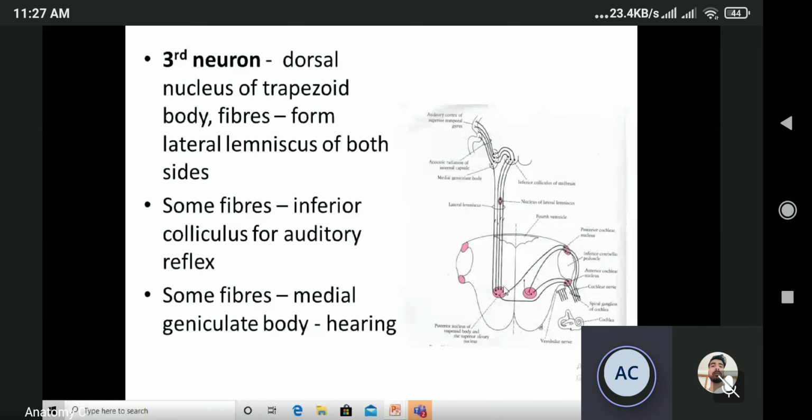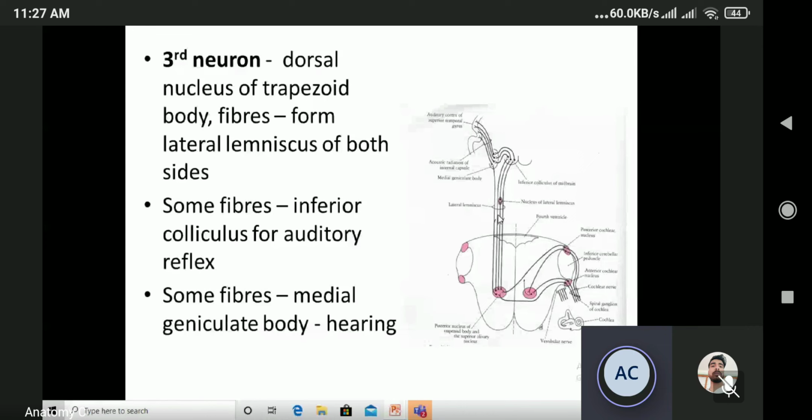Now from the dorsal nucleus of the trapezoid body here, you can see a number of fibers running. You can see the fibers running towards the inferior colliculus here, and some of the fibers form the lateral lemniscus here, and some of the fibers run towards the medial geniculate body.